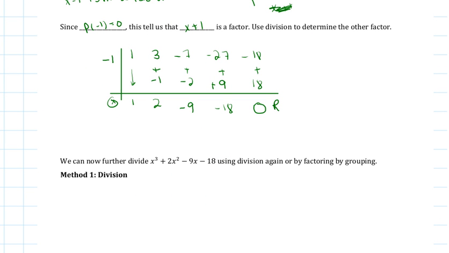So since I'm starting with x to the power of 4, and I divide it by x, these are going to be x cubed, x squared, x, and the constant. Okay, so x cubed plus 2x squared minus 9x minus 18. So you see that this one here is not quadratic, so I cannot use the sum and product. So in this case, we can further divide this using division again, or we can do factor by grouping if we can. Now in this case, I'm going to show you method 1, which is division.